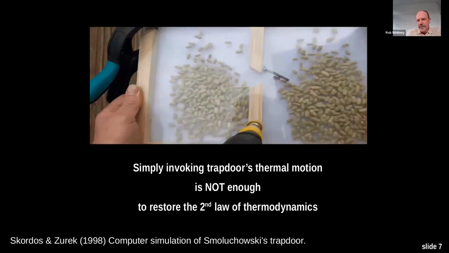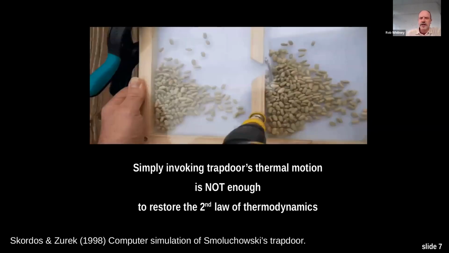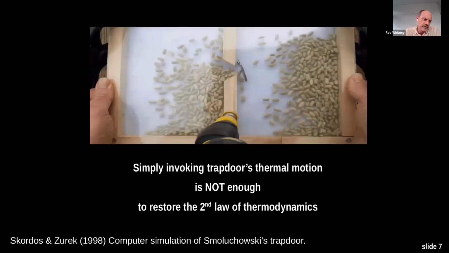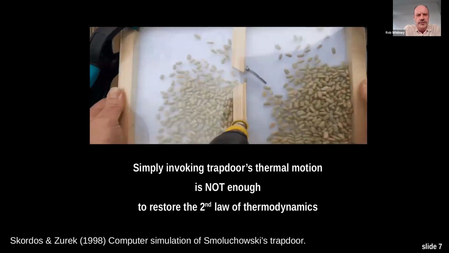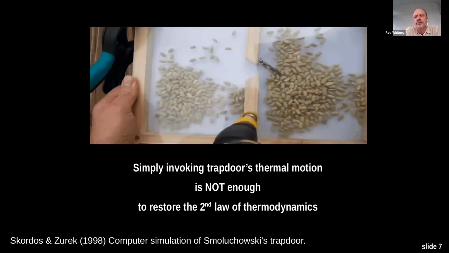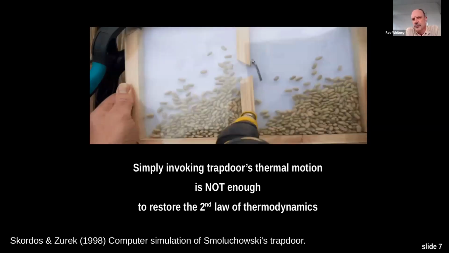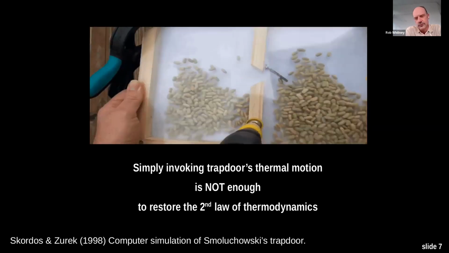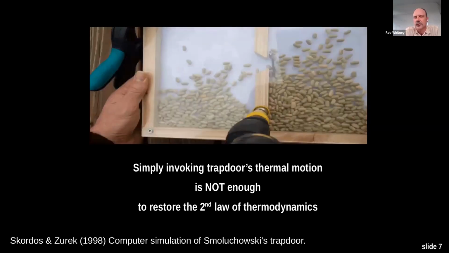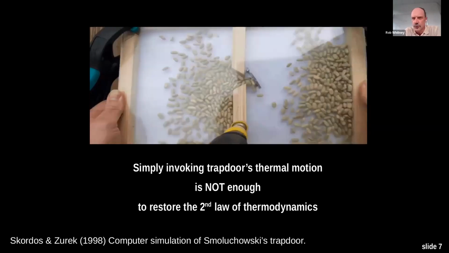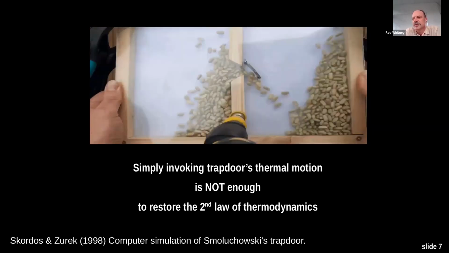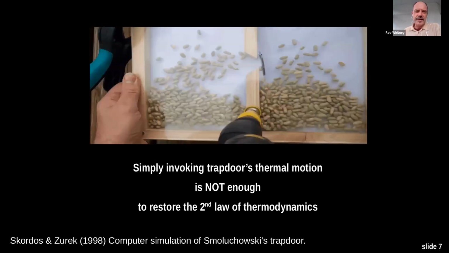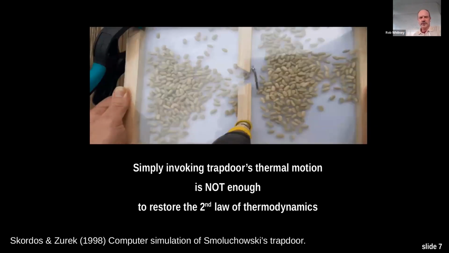Okay, so then the only thing I managed to find of people studying this trapdoor in detail was Skordos and Zurek. They had made a computer simulation of the classical version of this trapdoor, and of course their computer simulation verified that it did obey the second law when they ran it for a very long time. But of course, a computer simulation is not the same as an analytical proof that it can't violate the second law, because there's always error bars on any numerical simulation.